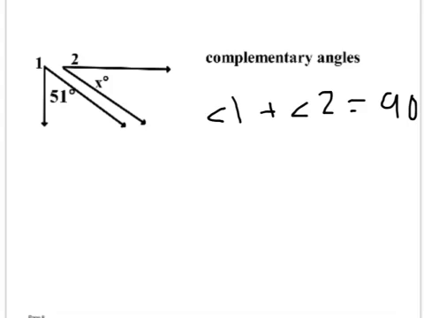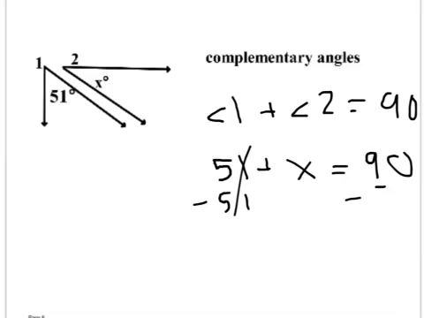Well, Pyle, what is the measure of angle 1? 51. Do we know angle 2? So 51 plus x equals 90. What do I need to do? Someone raise your hand. Blaine? Subtract 51 from both sides. Mackenzie, what is x?